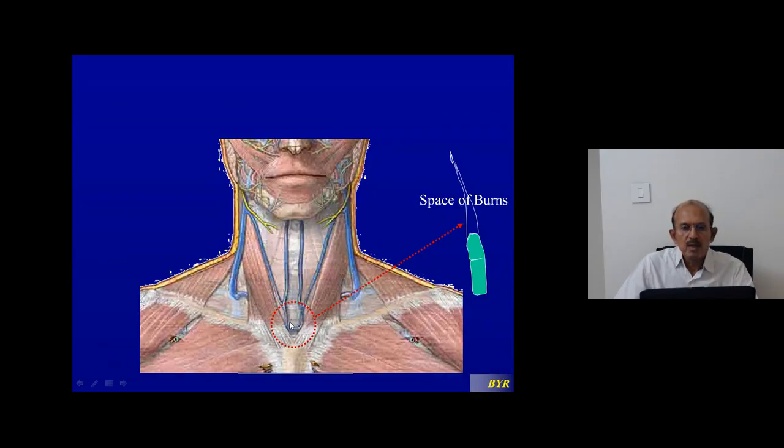The importance being, the space of Burns may get a lipoma. The space of Burns may have tuberculous lymphadenitis. The space of Burns may have a swelling of a dermoid of the neck. So whenever you find a spherical swelling in this region, then you must think of these conditions: a cold abscess, a midline dermoid of the neck, or tuberculous lymphadenitis, or a lobulated swelling means you think of lipoma.